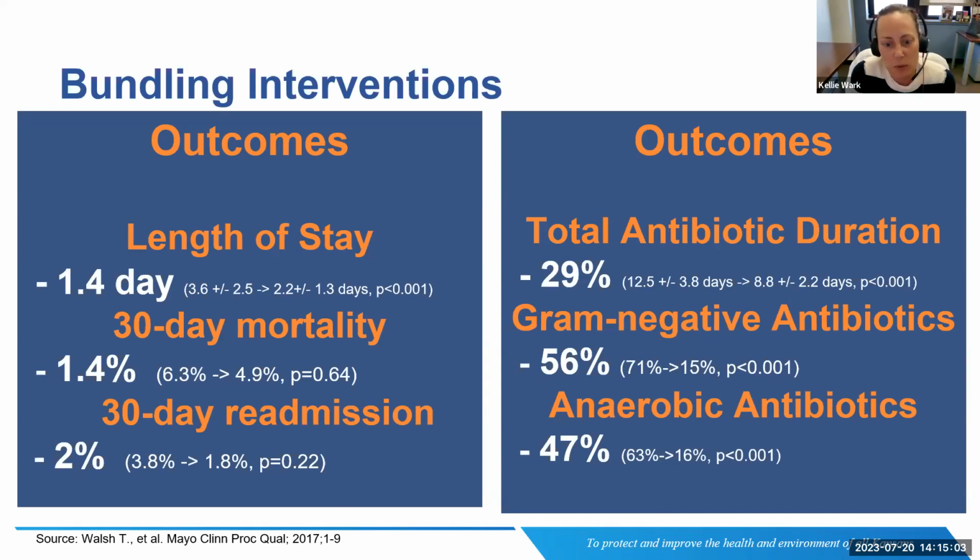And so they found that there was a 29% decrease in total antibiotic duration. So they made a lot of headway in cutting down on those super long durations. And importantly, they reduced the inappropriate broad coverage, such as anaerobic or gram-negative coverage. So gram-negative, they reduced it by 56%, and anaerobic antibiotics by 47%. Next slide.